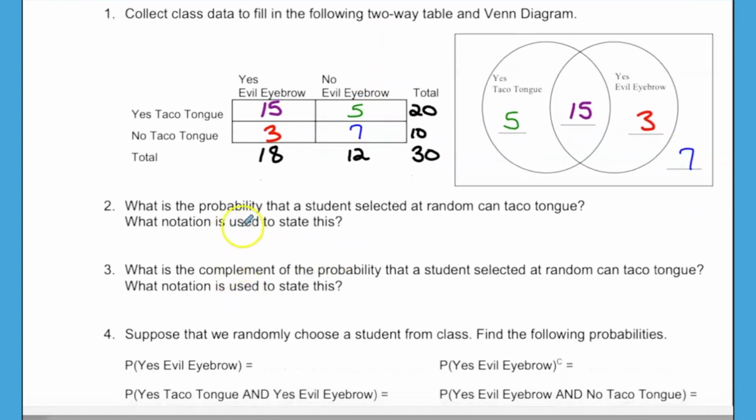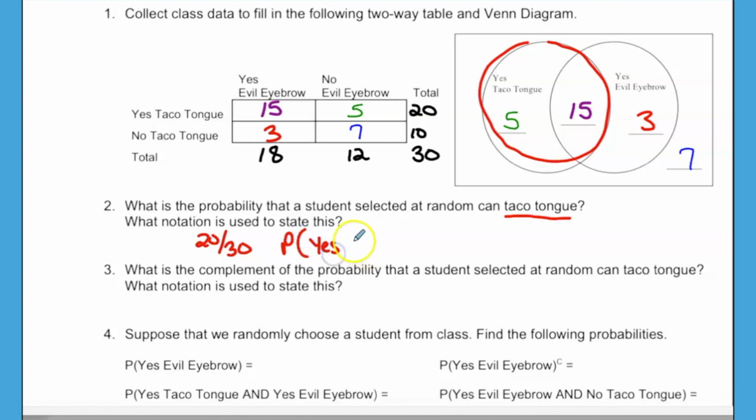These first couple questions should build on students' knowledge of probabilities from 7th grade. So the probability a student selected at random can taco tongue: we're looking all the way across at 20 out of 30 for this sample data. Yes taco tongue would be this whole circle inside the Venn diagram. They may not have been introduced to the probability notation. If not, this is a good opportunity to show them, to make sure they understand that this means the probability that a student is yes taco tongue, and we could say that is 20 out of 30.